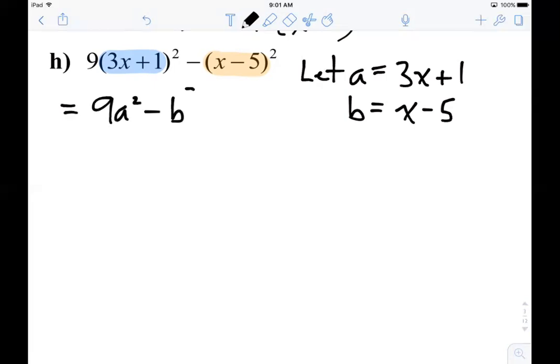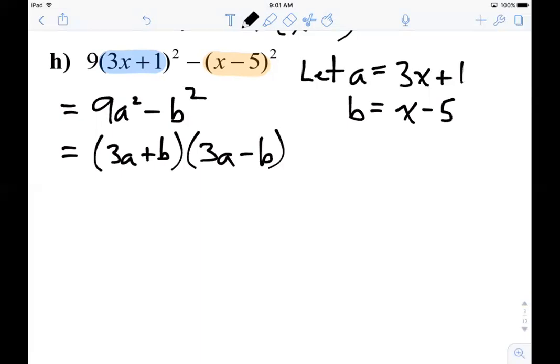minus b squared. Well, that's two things that are being subtracted, and each of those terms can also be easily square rooted, which means this is a difference of squares. So that means it would break down into 3a plus b and 3a minus b. If you're forgetting how I did that, go back and review difference of squares factoring from our previous lesson.